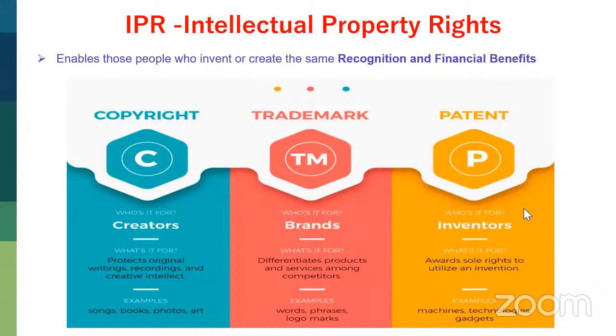Okay, so I hope I made it clear. Patent is purely for machines, technologies, and hardware-related components. Trademark is for goods and services, which includes logos, short phrases, and brand names. And copyright is for software, apps, books you develop, or artistic work, photographic and painting work, everything comes under the copyright. So these are the main differences created by the government, IPR.